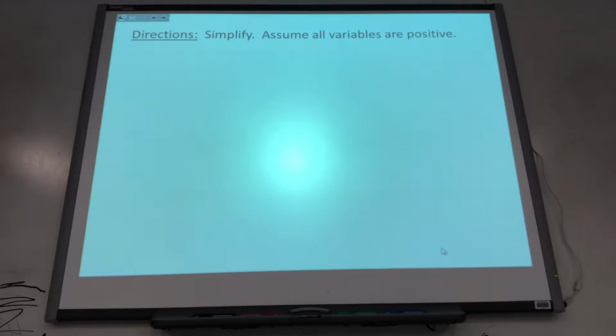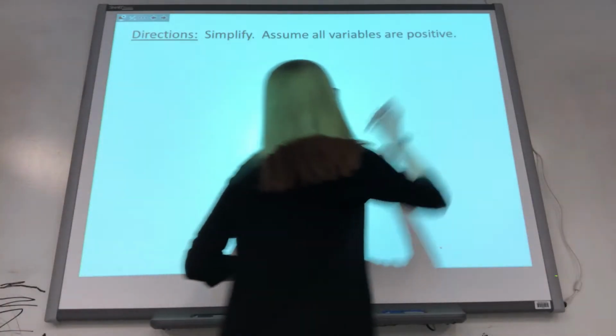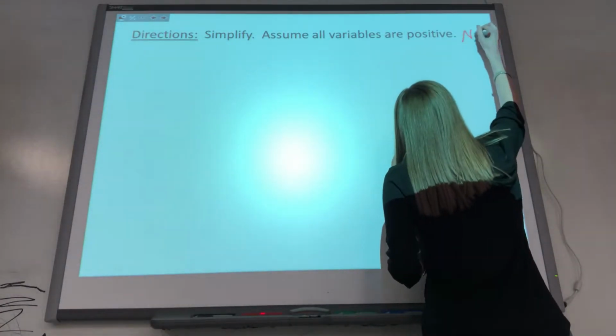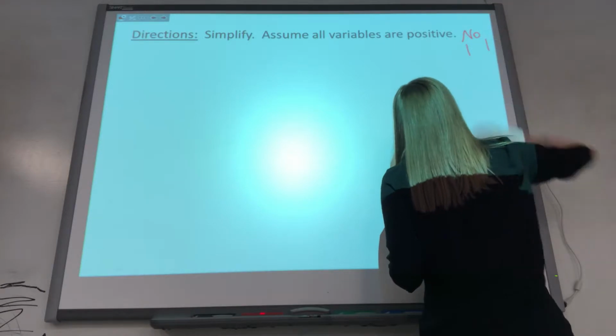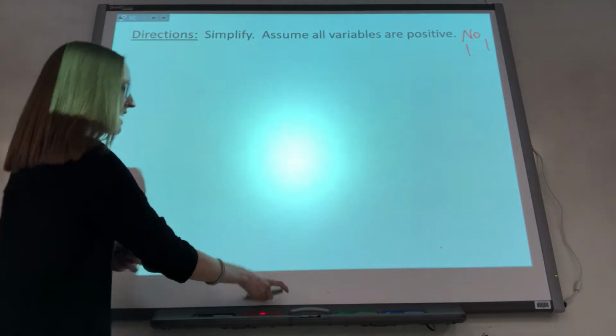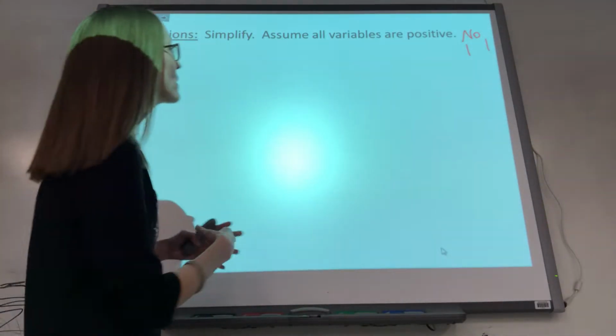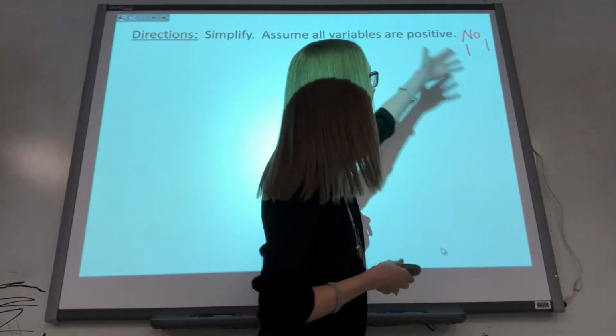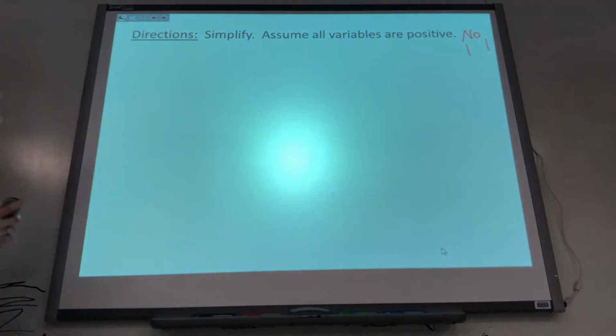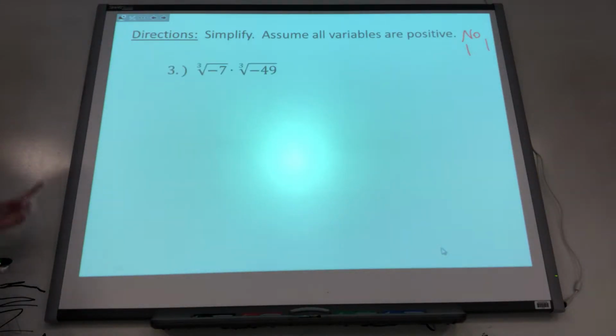I may actually write that down up here, in case this is what you run into on the test. That kind of looked like an 11, but I tried to spread it out a little bit. That just means you don't have to worry about absolute value bars. Everything is going to be positive. Okie doke. So this will be number 3 for us.